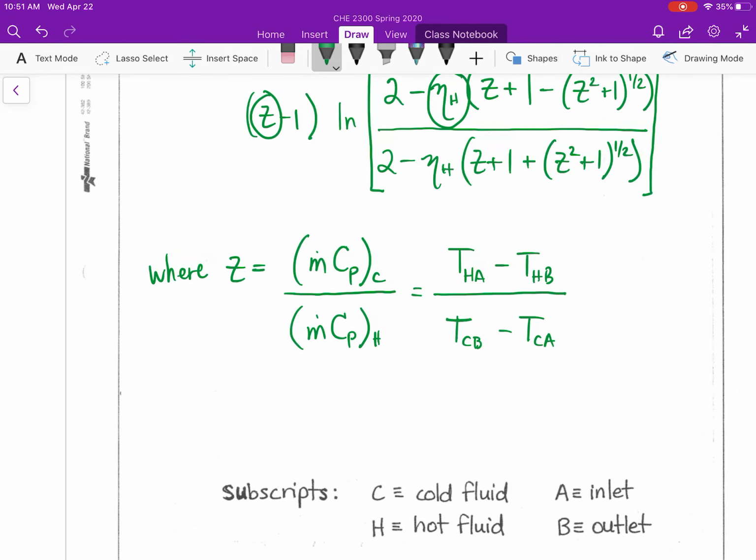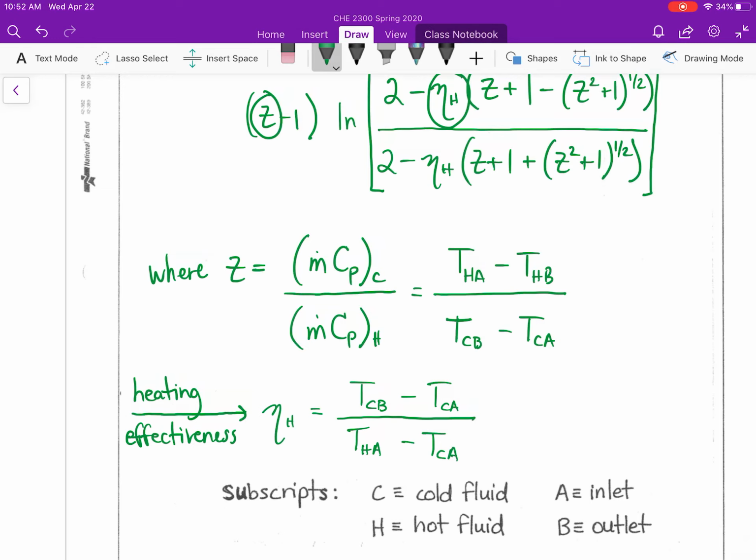Our eta sub H term is what we are going to call our heating effectiveness. So eta sub H is equal to the temperature of the cold stream leaving minus the temperature of the cold stream entering the heat exchanger, divided by the temperature of the hot stream entering the heat exchanger minus the temperature of the cold stream entering the heat exchanger.